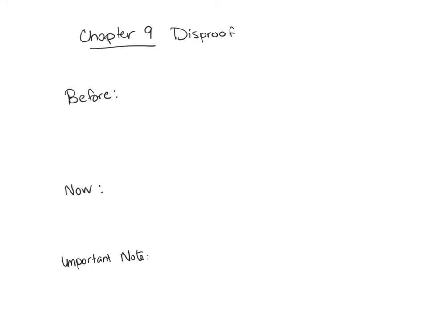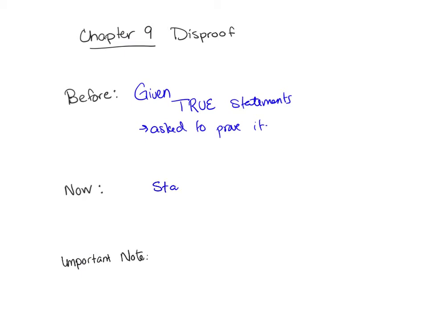Chapter 9 focuses on the topic of disproof, or disproving something. Before, we were always given true statements. I gave you something that was true, and we were asked to prove it. Now, instead, I'm going to give you some statement, and you're not going to know whether it's true or false. So you have to decide first if that statement is true or false.